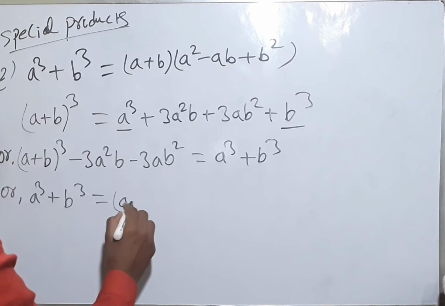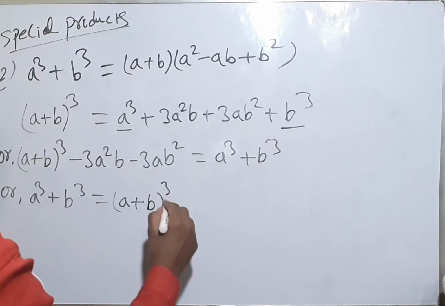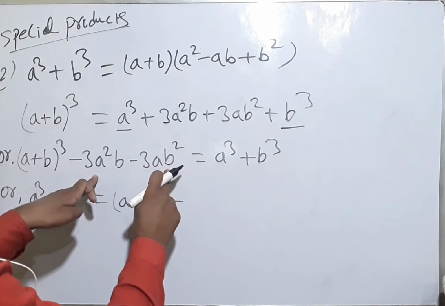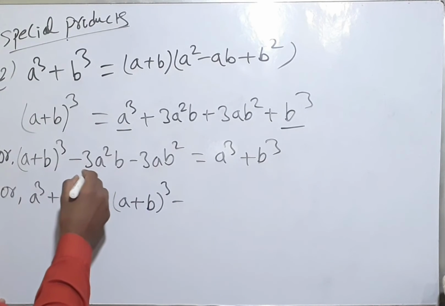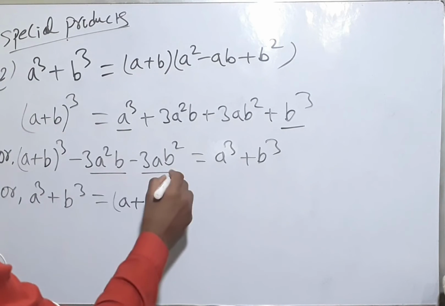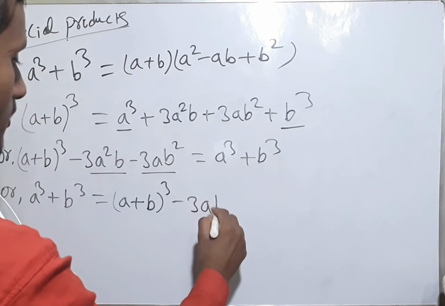this will be a plus b to the whole cubed minus, take common whatever is common here. So as you can see, 3ab is common between them. Okay, so 3ab is common.